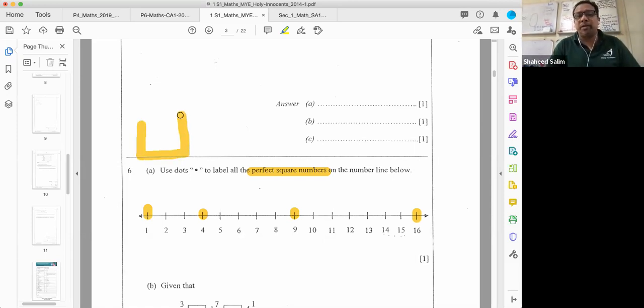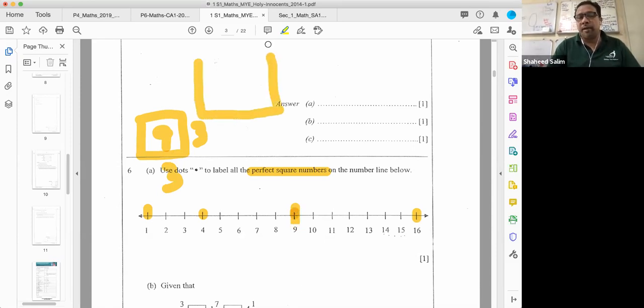Imagine now this is the number 9. So you ask yourself, what times what equals 9? Oh, 3 times 3, same number. So this is a perfect square. 16 is a bigger one. 4 times 4. This is a perfect square. All right, 4 times 4.